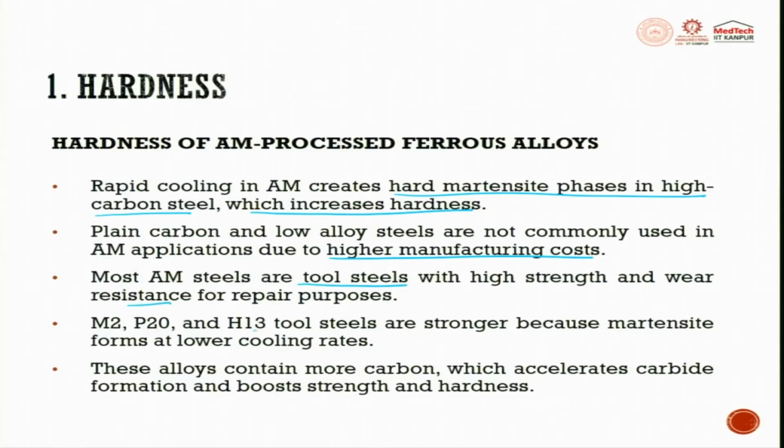M2, P20, H13 tool steels are stronger because martensite is formed at a lower cooling rate. Martensite is nothing but a hard phase. These alloys contain more carbon, which accelerates carbide formation and boosts strength and hardness.